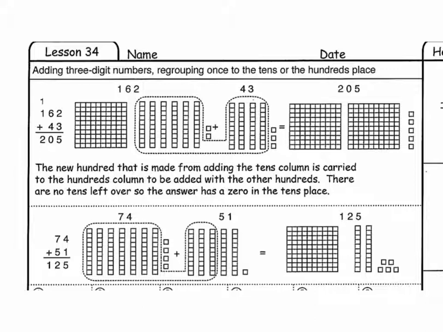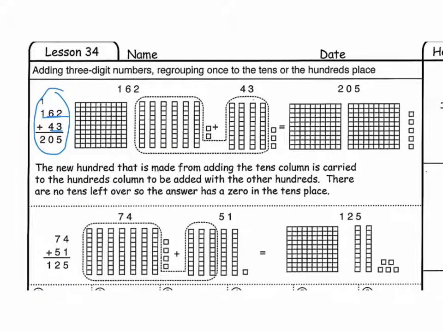Today we're going to learn how to add 3-digit numbers and do a little bit of regrouping in there as we're adding those 3-digit numbers. So let's take a look at our first sample problem. It's right here. We're going to learn how to add 162 and 43.